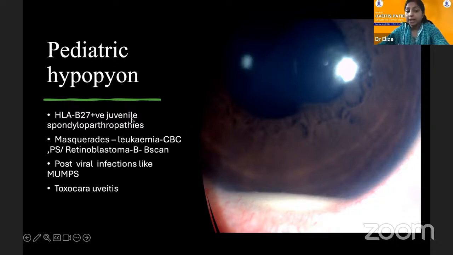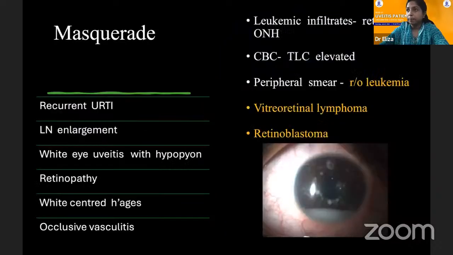Another group is juvenile spondyloarthropathies, which are HLA-B27 positive. Just like in adults, this can be seen even in the juvenile or pediatric age group. So whenever we see fibrinous hypopyons in the pediatric age group, even juvenile spondyloarthropathies have to be kept as a differential. And you have to take a history of joint pain and arthritis in children.